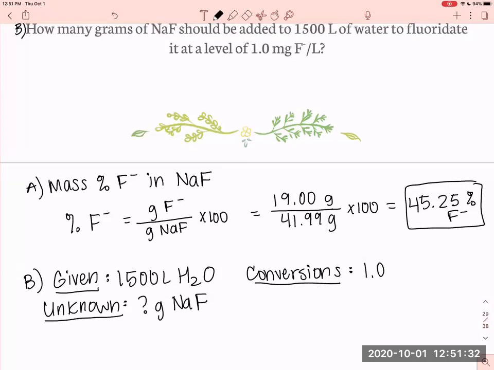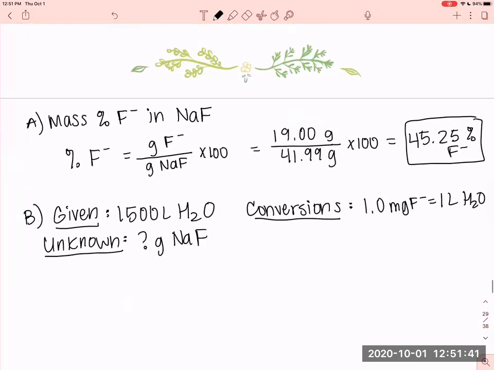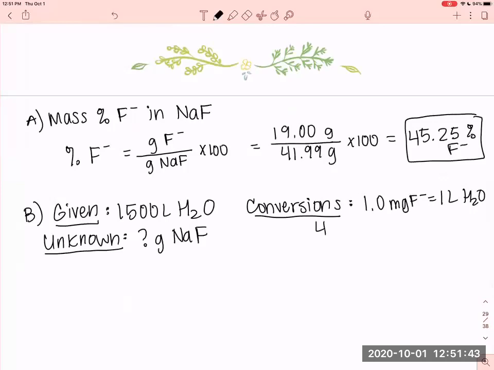Conversions: we've got 1.0 milligrams of fluoride equals 1 liter of water. So that's a conversion that they're giving us. And then we also have another conversion, this percentage we just found. So how can I write that as a conversion?